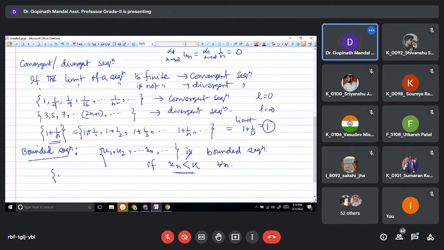Now say this. Is this, 1 plus 1 by n, a bounded sequence? Yes, because all the numbers of the sequence are less than or equal to 2, or less than 2. Or you can say this is less than 3. So there is a positive number k, all the members are less than k.